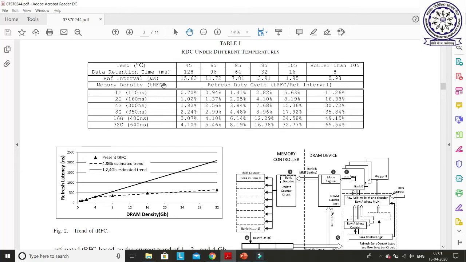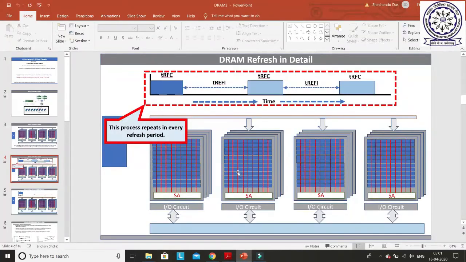I'm not explaining in very much detail the concept of RFC, refresh interval, and retention time. All these things must be clear to you, and their relationship with each other must be very clear. That will be clear if you just go to this slide and play it in slideshow mode. Then you will easily understand the relationship between all of this, and this is very important for you.